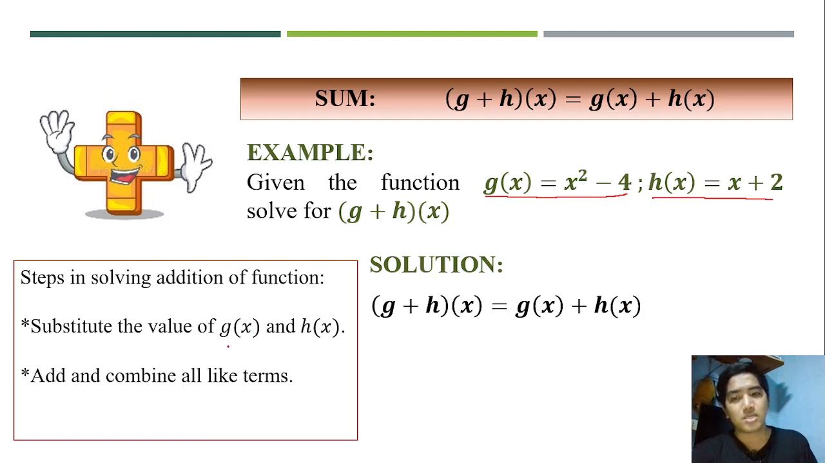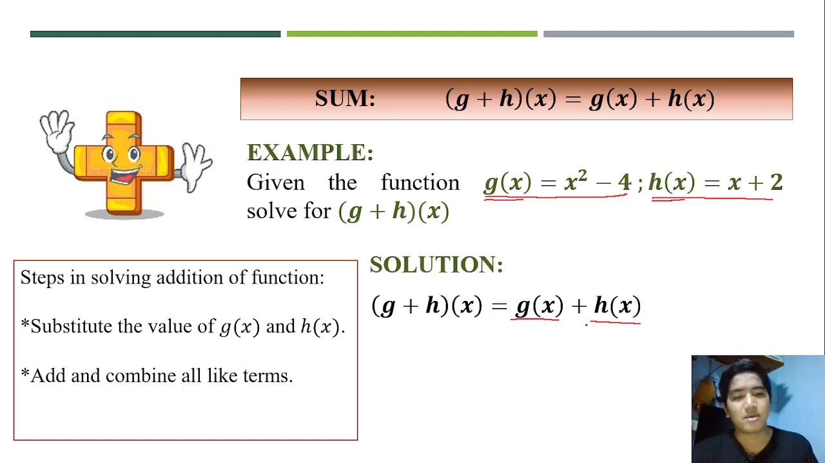First is to substitute the values of g of x and h of x. We simply substitute whatever the values of our functions are, g of x and h of x. Then, add and combine all like terms. We simply add those two functions, then combine the like terms, if there are any to combine.